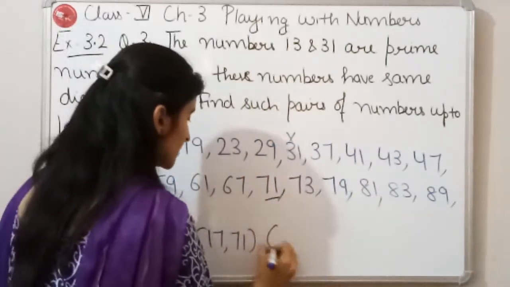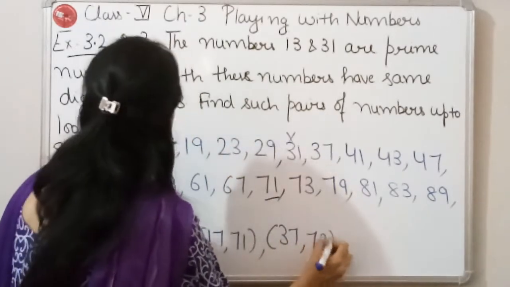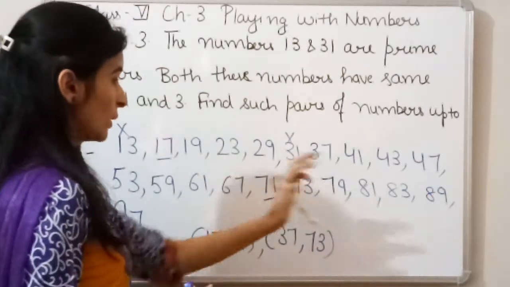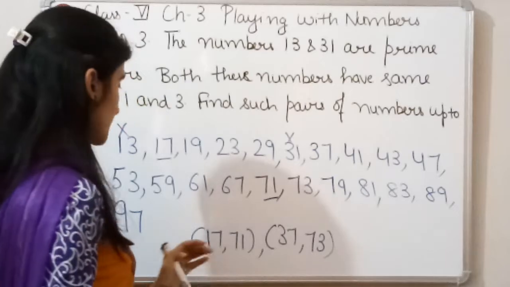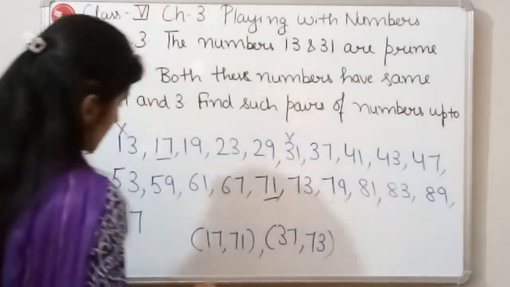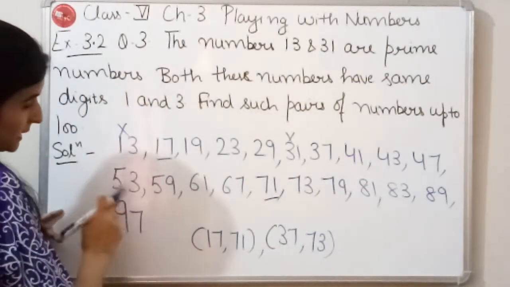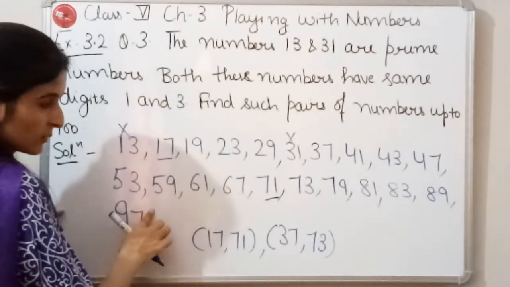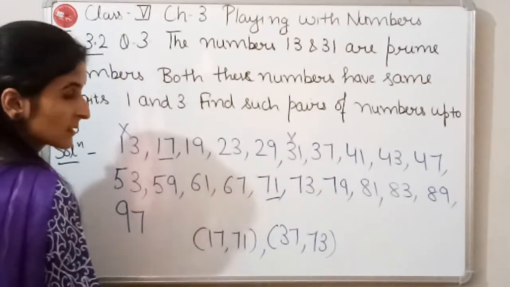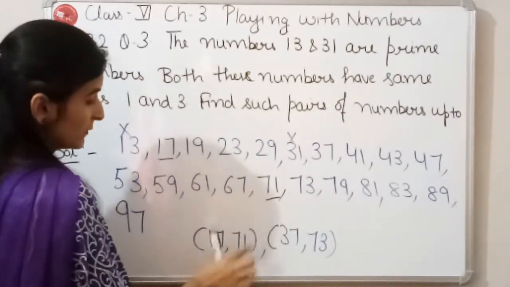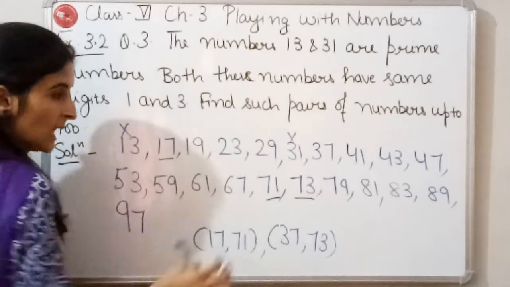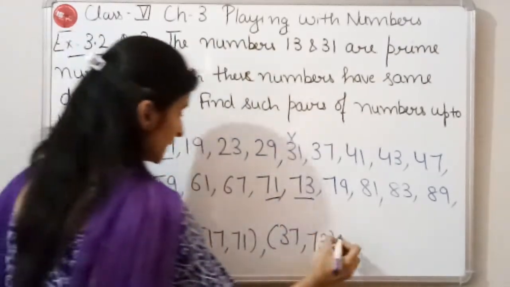37 and 73. Okay. After that 41 but 14 is not there. 43 but 34 is not there. 47 but 74 is not there. 53 but 35 is not there. 59, 95 is not there. 61, 16 is not there. 67, then 76 is not there. 71 and 17 we have already taken. 73 and 37 we have already taken. Now 79 and 97.